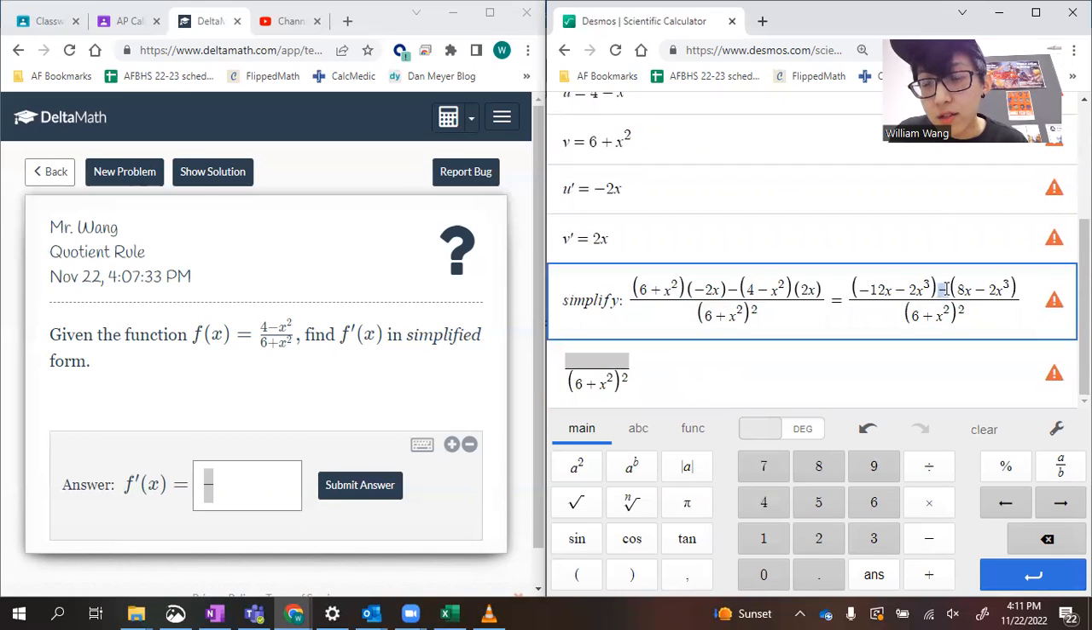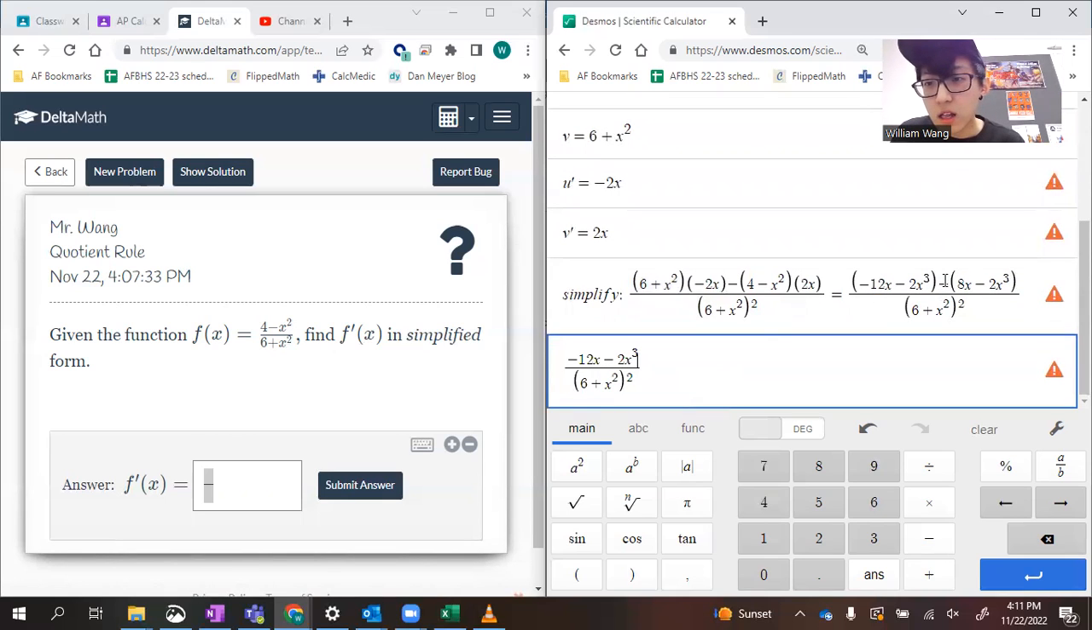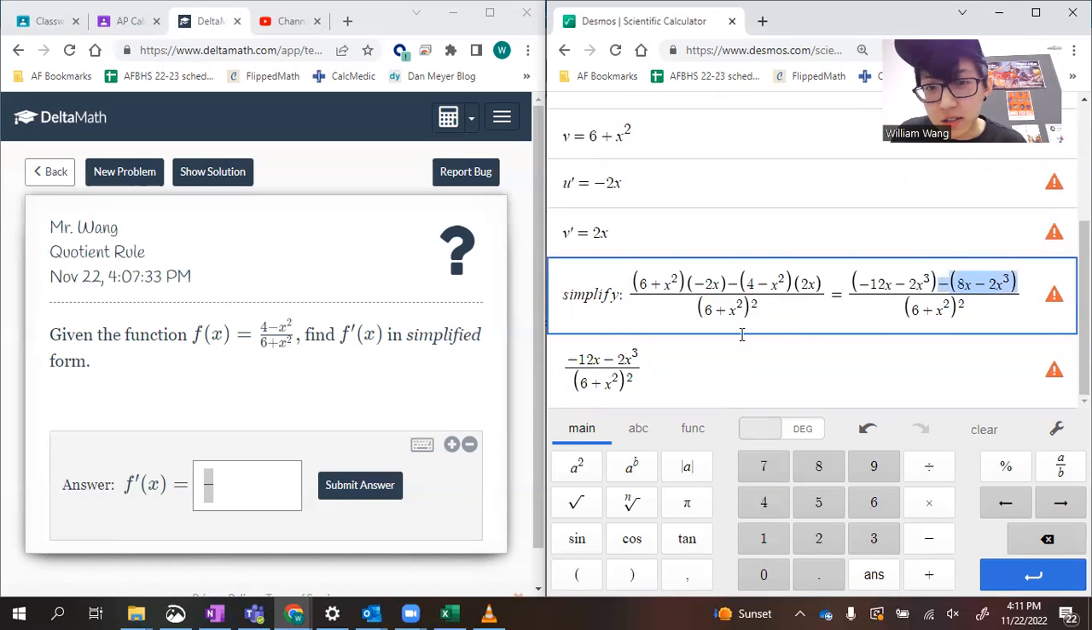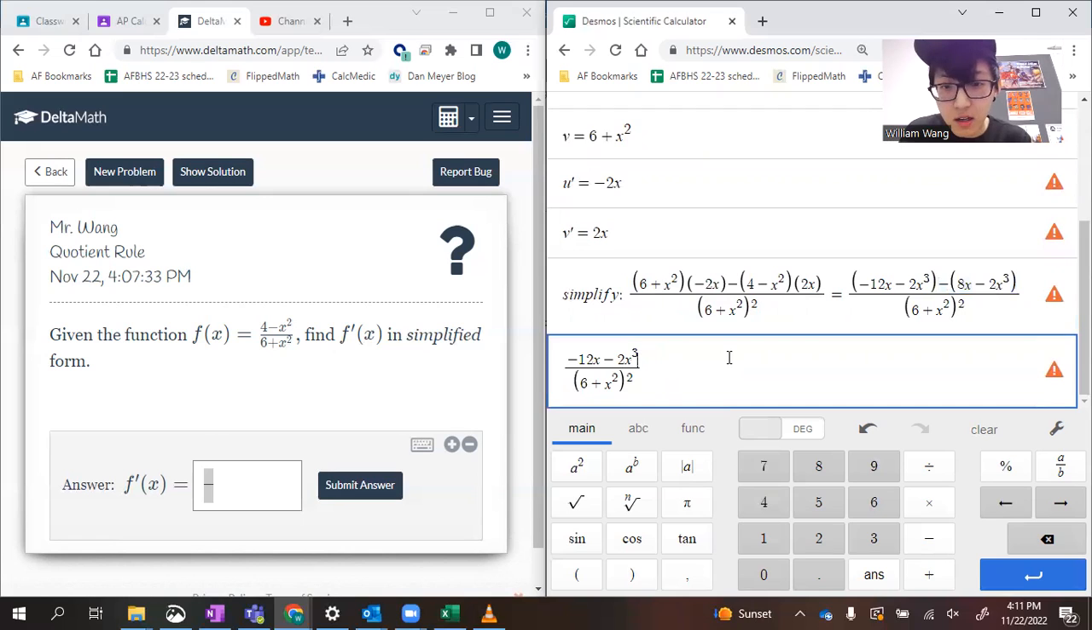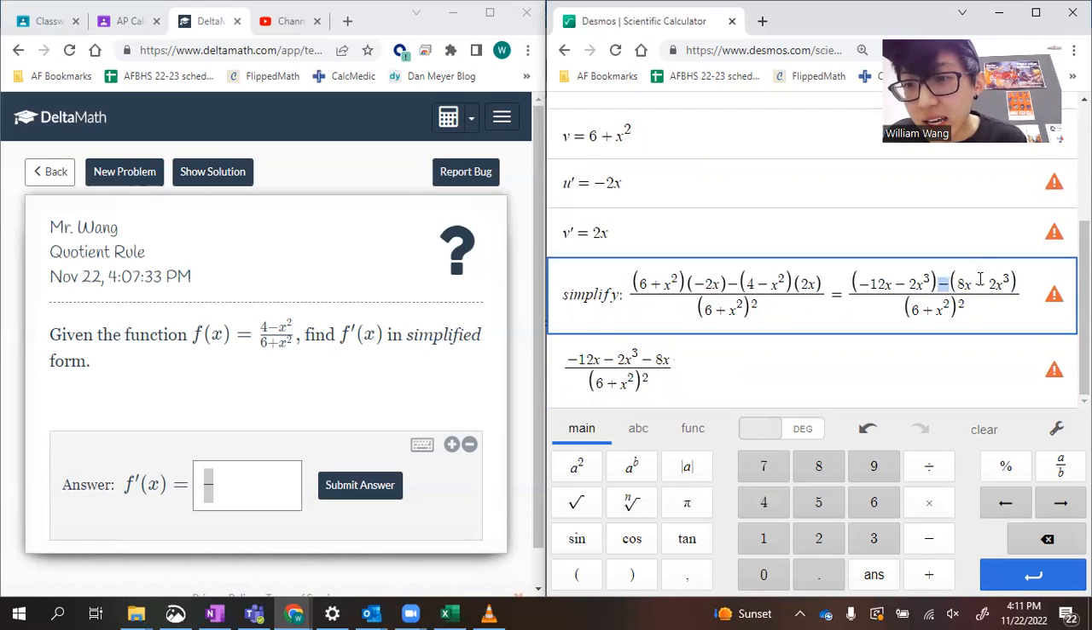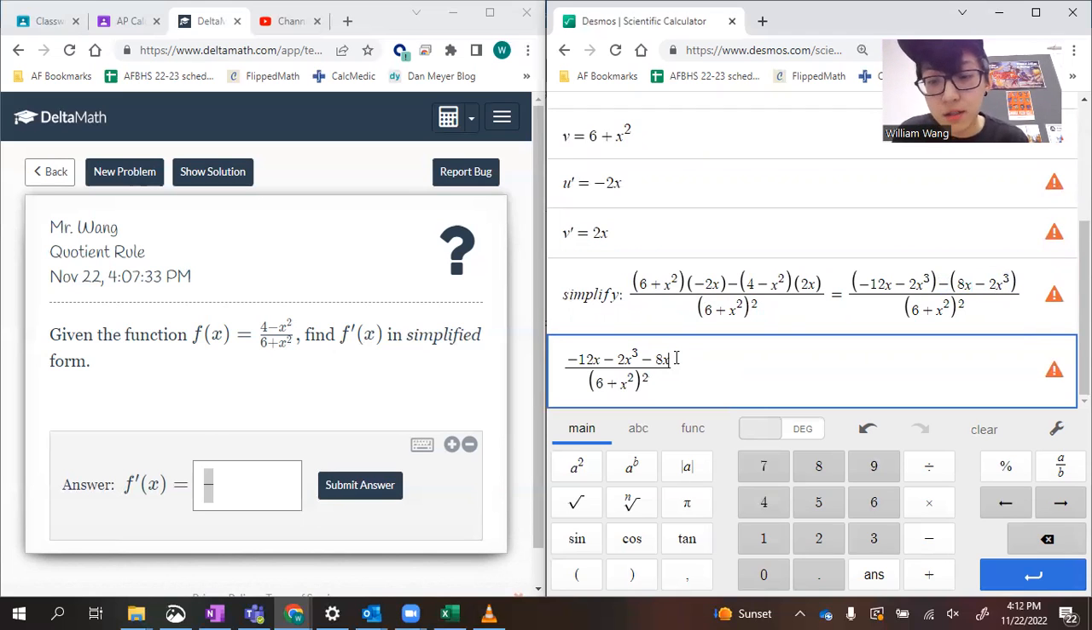The numerator, though, since it's a minus and this is all in parentheses, I sort of distribute the negative, right? So it's going to be 12x minus 2x cubed, then minus 8x. And minus a negative 2x cubed, I'm distributing the negative, so it actually turns to plus 2x cubed, right? Hopefully that makes sense.